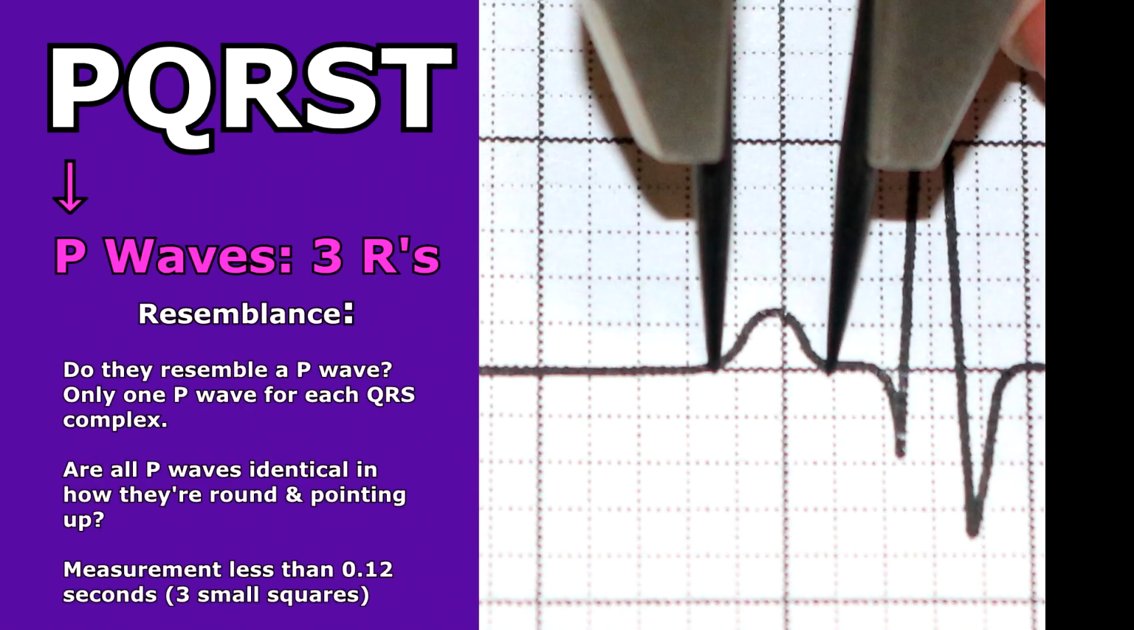Then the resemblance. How do they look? Do they resemble a P wave, how a P wave should look? Because there should be only one P wave in front of every QRS complex, so is that happening? Are all the P waves identical in how they're round, pointing up? And are they less than 0.12 seconds, less than 3 squares? So look at the P wave and count those squares underneath.